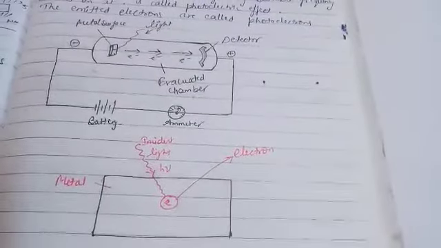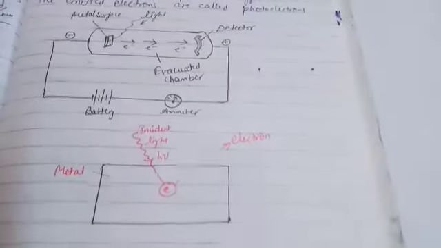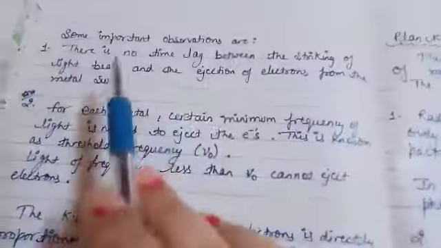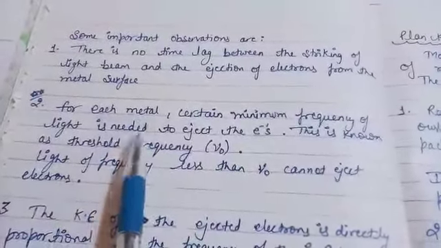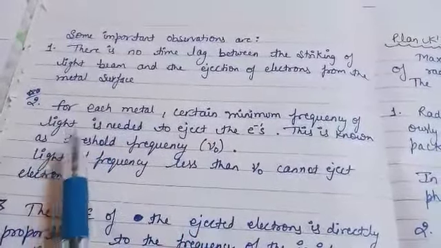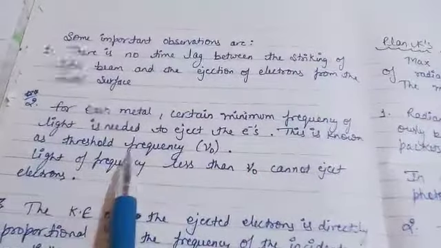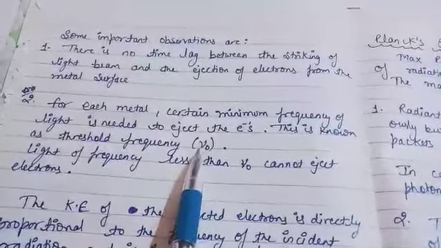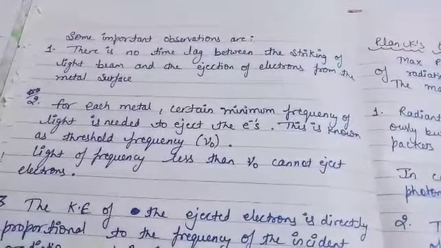Now there are certain important observations in the case of the photoelectric effect. First thing, as I told you, at least a minimum amount of energy is required to eject the electron. So just see, this is a very important point: for each metal, a certain minimum frequency of light is needed to eject the electron. This is known as the threshold frequency, and it is represented by nu naught. Frequency nought is the threshold frequency, because at least a certain minimum frequency is required.